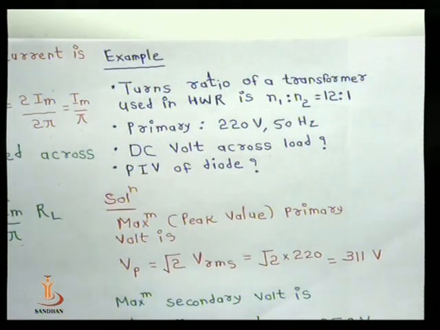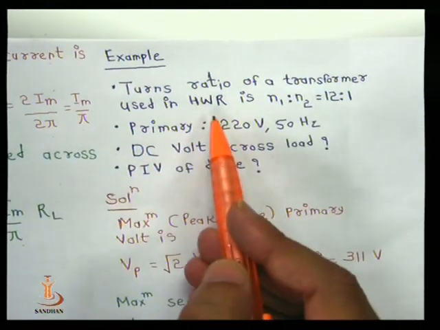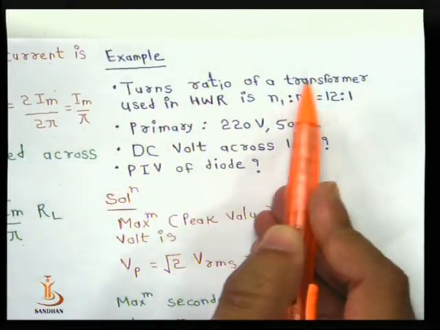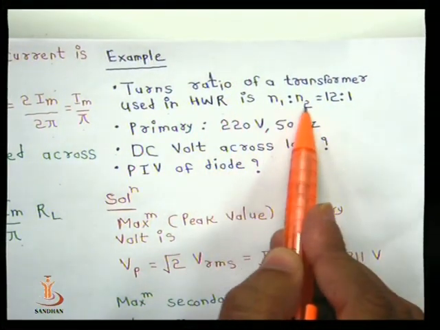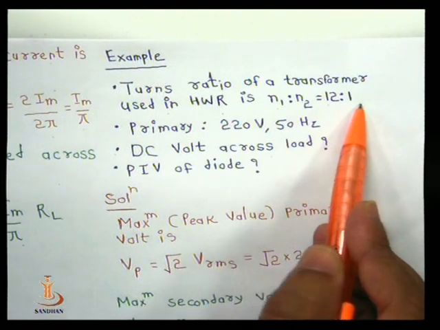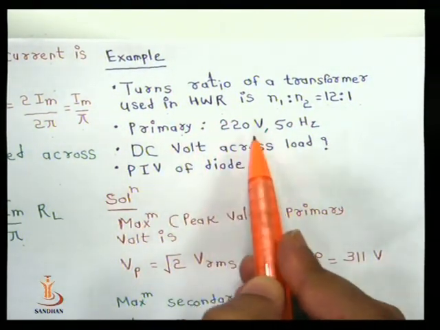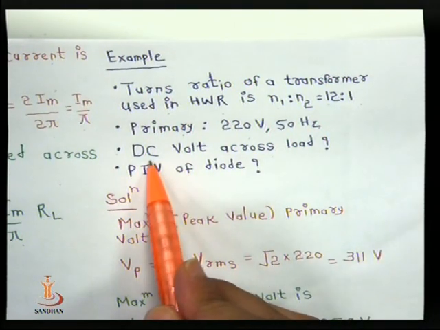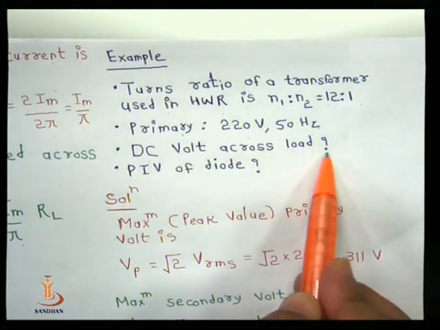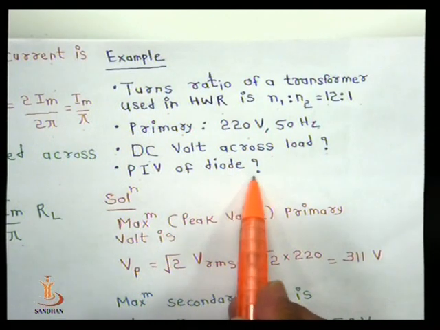Friends, here is one numerical which clears the idea of the half wave rectifier. The turns ratio of the transformer used in the half wave rectifier is N1:N2 equal to 12:1. The primary voltage we are applying is 220 volt and the frequency is 50 Hz. We want to calculate the DC voltage across the load, and the PIV of the diode is our objective.